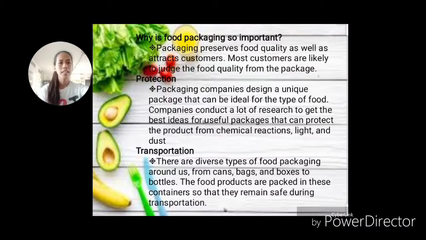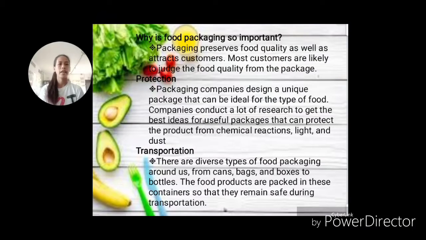So why is food packaging so important? Packaging preserves food quality as well as attracts customers. Most customers are likely to judge the food quality from the package. So, protection. Packaging companies design a unique package that can be ideal for the type of food. Companies conduct a lot of research to get the best ideas for useful packages that can protect the product from chemical reactions, light, and dust.